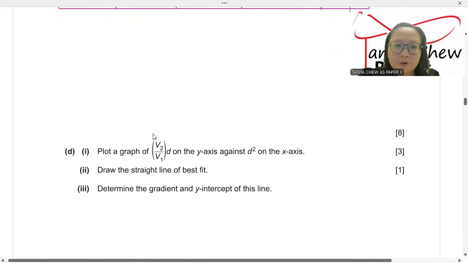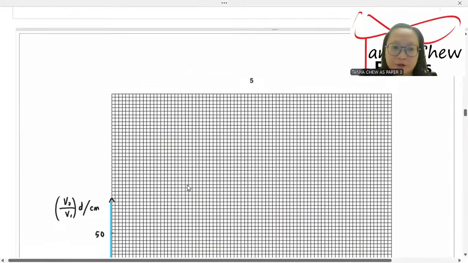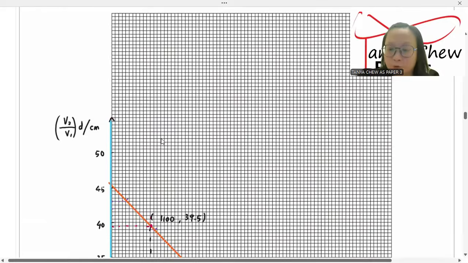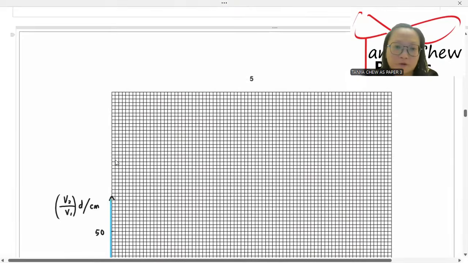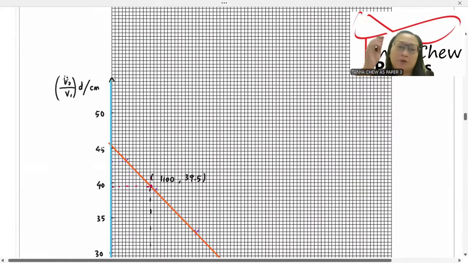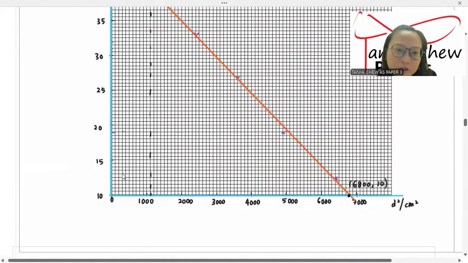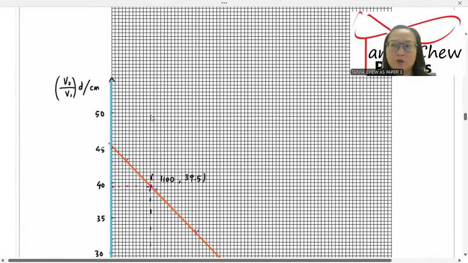And then after that, D1, part 1, plot a graph of V2 over V1 times D on the y-axis against D squared on the x-axis. And you have to draw the straight line of best fit and determine the gradient and y-intercept of this line. So I have already drawn and labelled. For the graph, you will be given 3 marks. So you have to make sure that your axis, scales, and especially the number of boxes are right. You have to make sure that all your points are scattered over at least half of the graph paper.